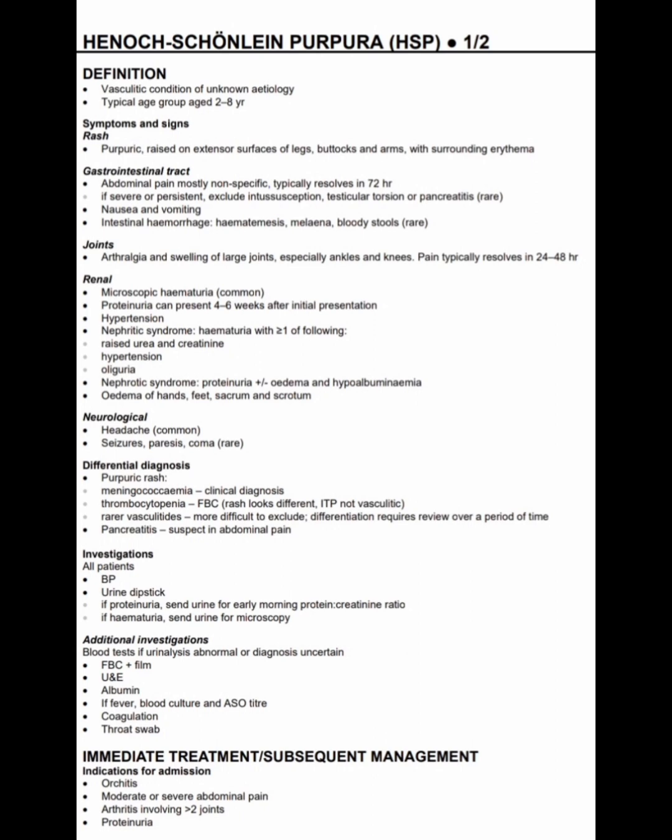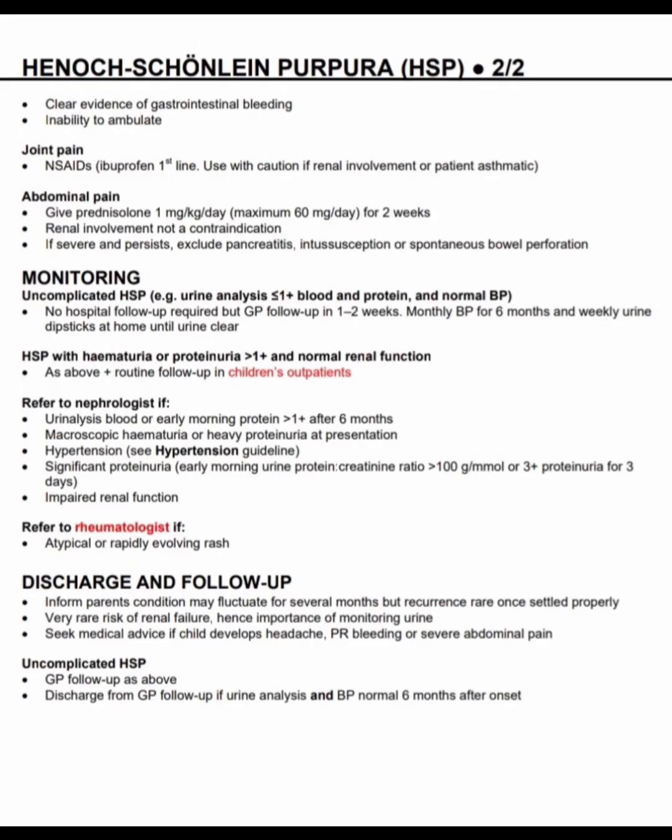Immediate or subsequent treatment of Henoch Schonlein purpura. The indications for admission of an HSP patient are orchitis, moderate or severe abdominal pain, arthritis involving more than 2 joints, proteinuria, clear evidence of gastrointestinal bleeding, and inability to ambulate. For joint pain, we give an NSAID, ibuprofen first line, used with caution if renal involvement or the patient is asthmatic. For abdominal pain, we give prednisolone 1 mg per kg per day, maximum 60 mg, for 2 weeks. Renal involvement is not a contraindication. If severe, and with paresis, exclude pancreatitis, intussusception or spontaneous bowel perforation.